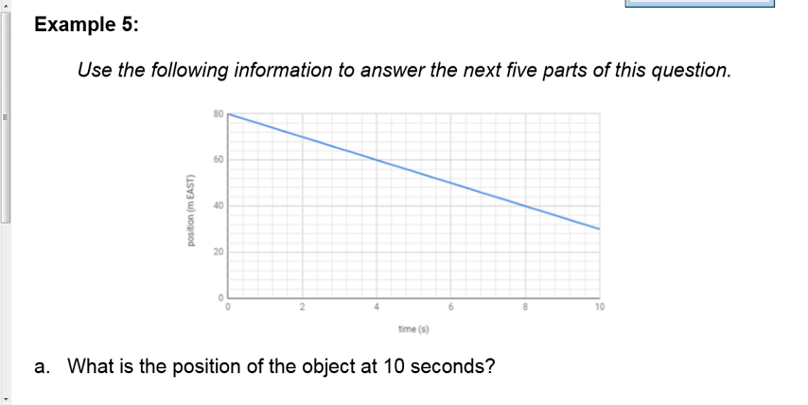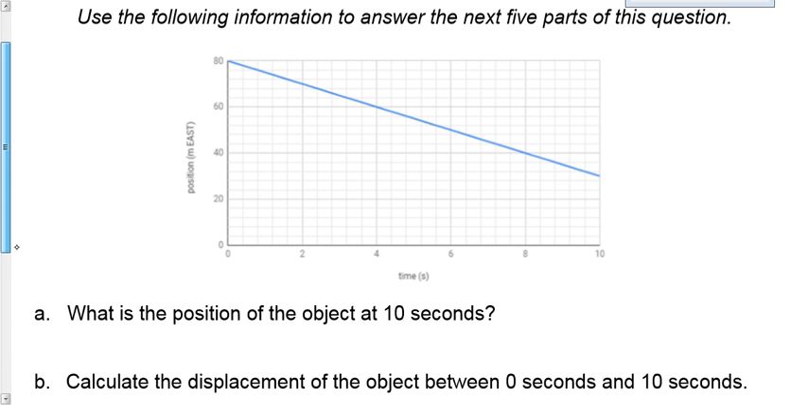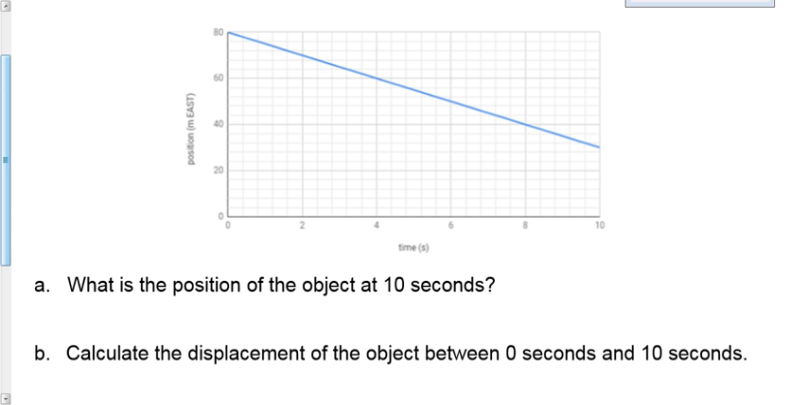Position versus time. Actually, I see it is in yours. It's just not in mine for some reason. It should be position versus time, or position dash time, or position as a function of time, because position is a responding variable on the y-axis, and time is a manipulated variable on the x-axis. Now, there's 5 things we want to find from this. A, first of all, we want to find the position of the object at 10 seconds.